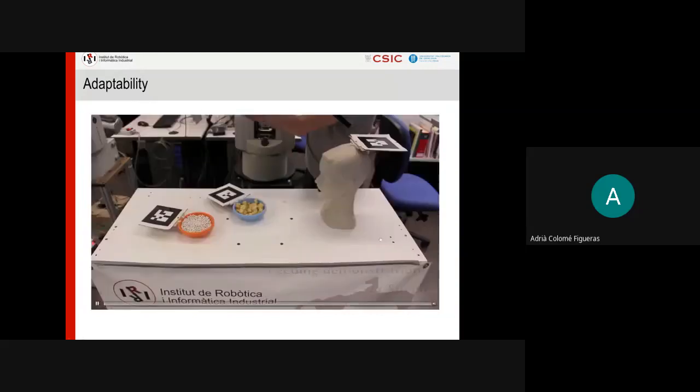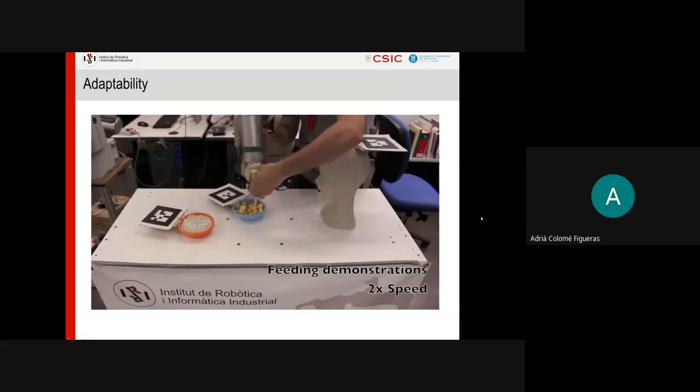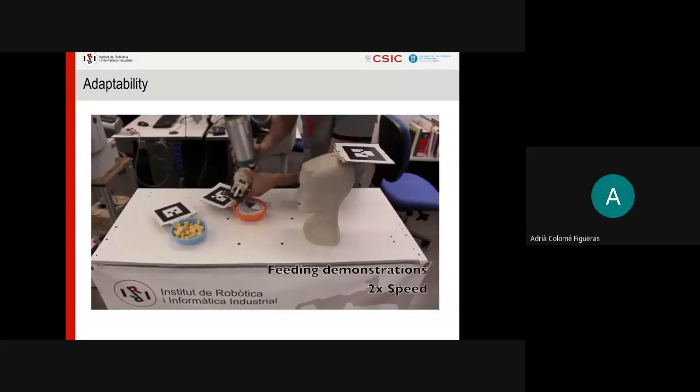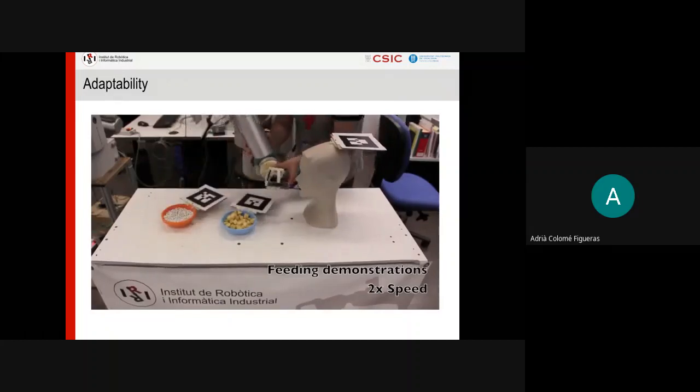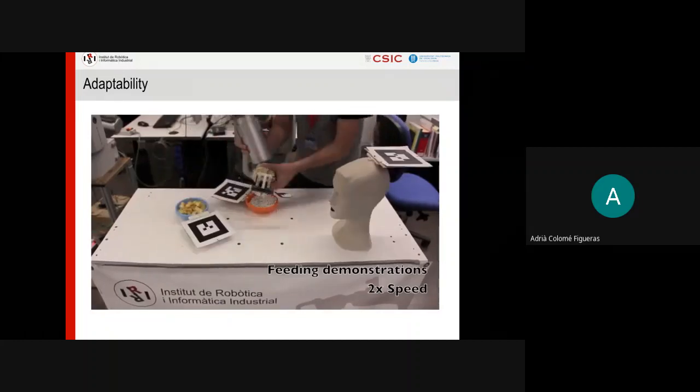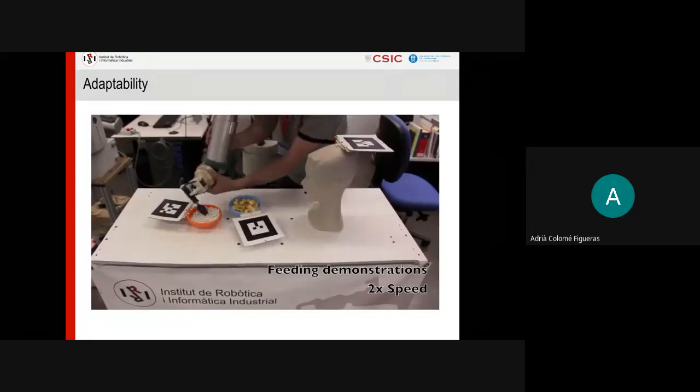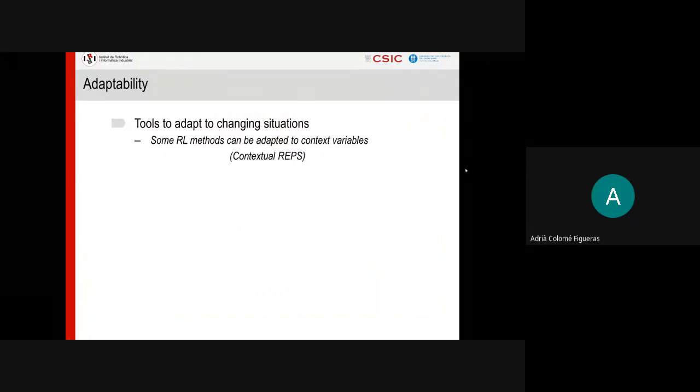We can also see this case in which we feed a mannequin with 2 types of different food, and we have different contextual variables, which are the position of the 2 plates, the position of the head, and which kind of food we are feeding. For that, there are different tools to adapt to these changing situations. Some reinforcement learning methods are already adapted to these context variables, like in the case of relative entropy policy search, where you have the contextual version.